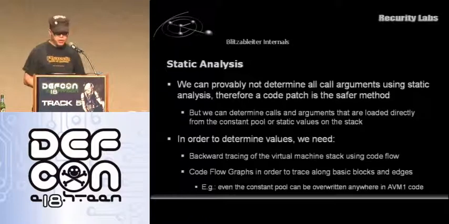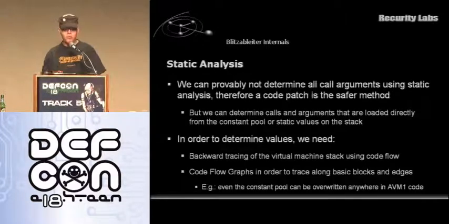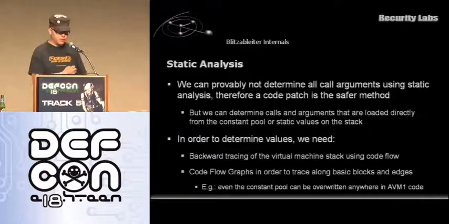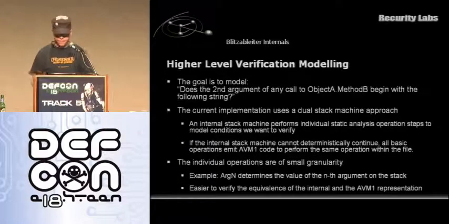In order to determine the values, we actually need to obtain a code flow graph as well, because of course the constant pool is not part of the file format, but it is another instruction. Since the constant pool creation is an instruction, you can actually overwrite your own constant pool in your own code. So we have to do a complete code flow analysis in order to figure out which constant pool currently is on.